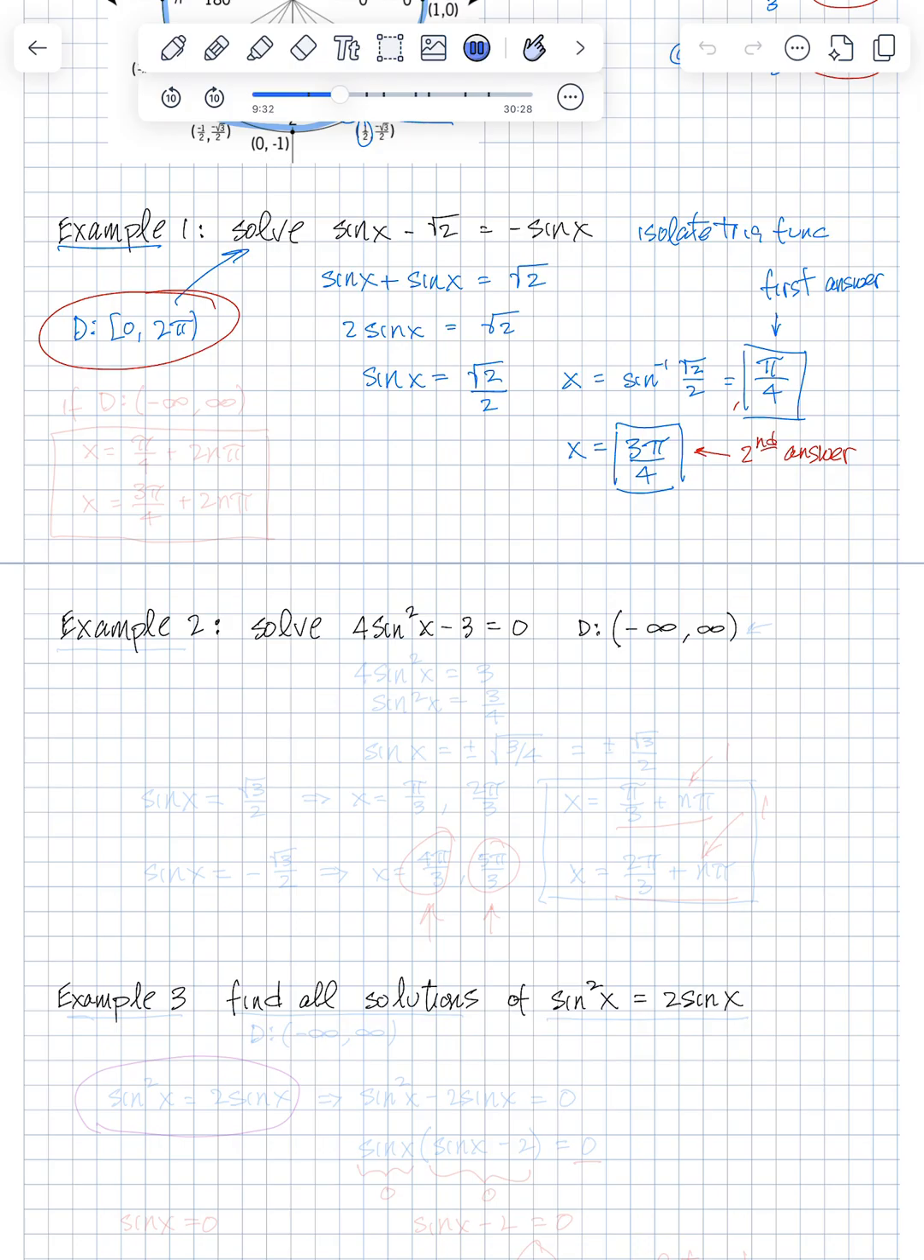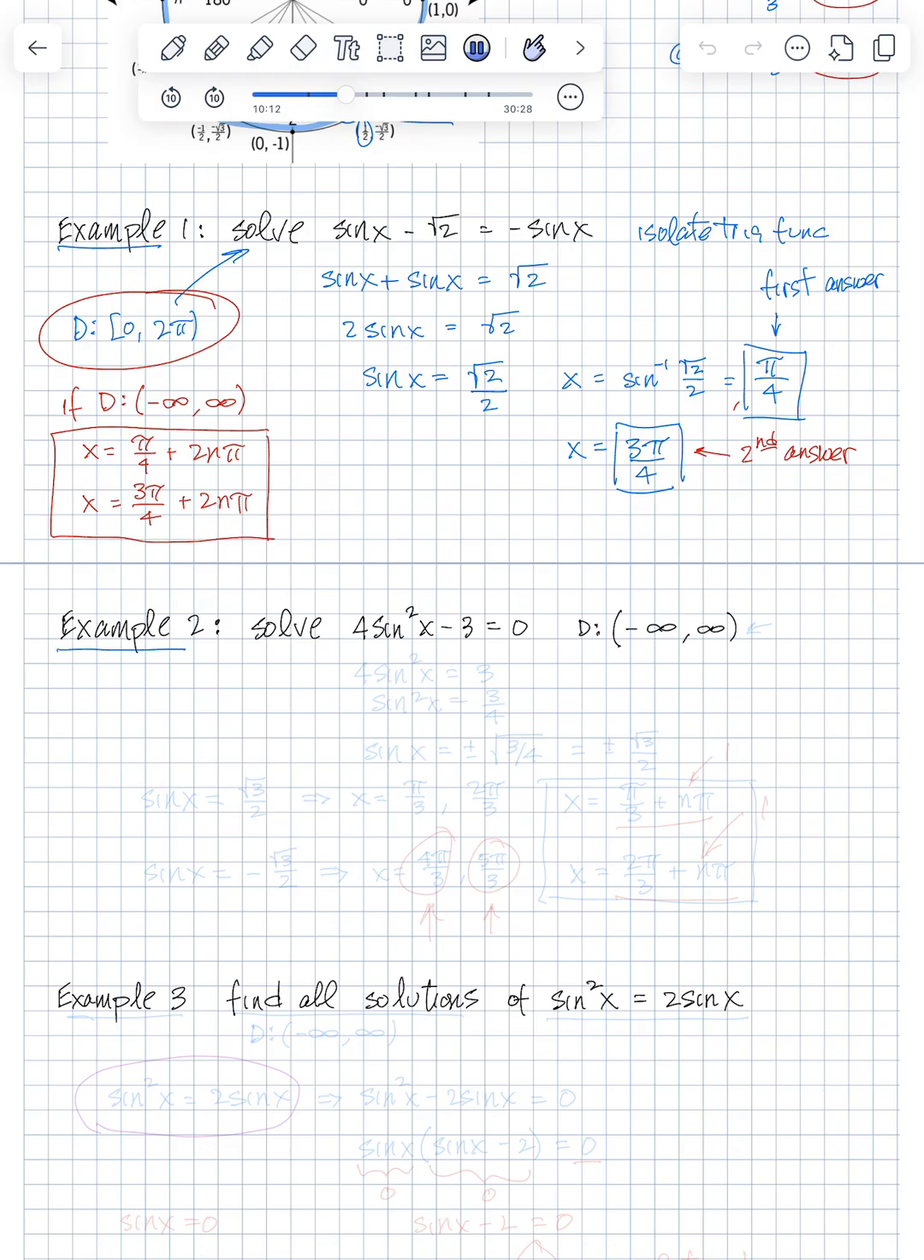And now, just as a follow-up, let's say the domain was negative infinity to positive infinity. Then our answers would be x is equal to pi over 4 plus 2n pi, and x, the second answer, would be 3 pi over 4 plus 2n pi. So that is if the domain is not restricted.